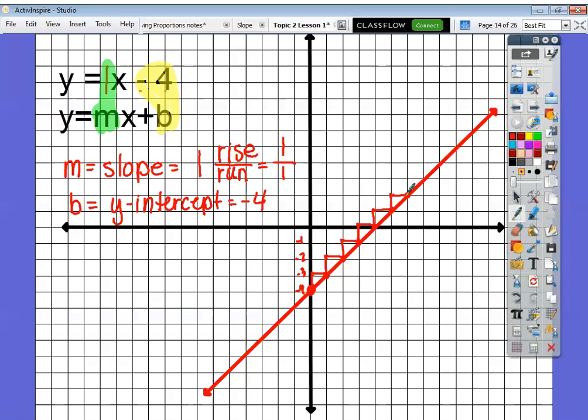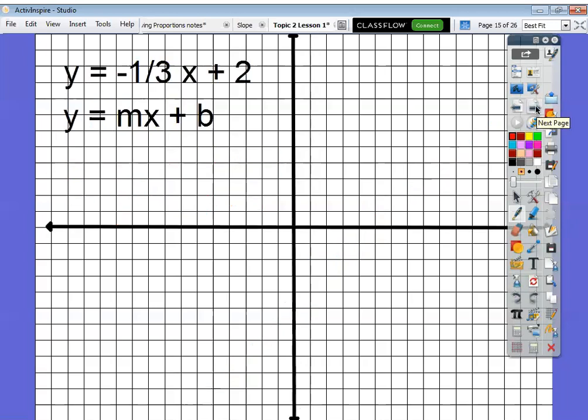Okay, we're going to take a look at another one. Ready? Okay, so first of all, here's my m. My m is negative 1 over 3. Notice that I assigned the negative to the rise. And my b is positive 2. Okay? All right, so b is y-intercept. So I start at the beginning.